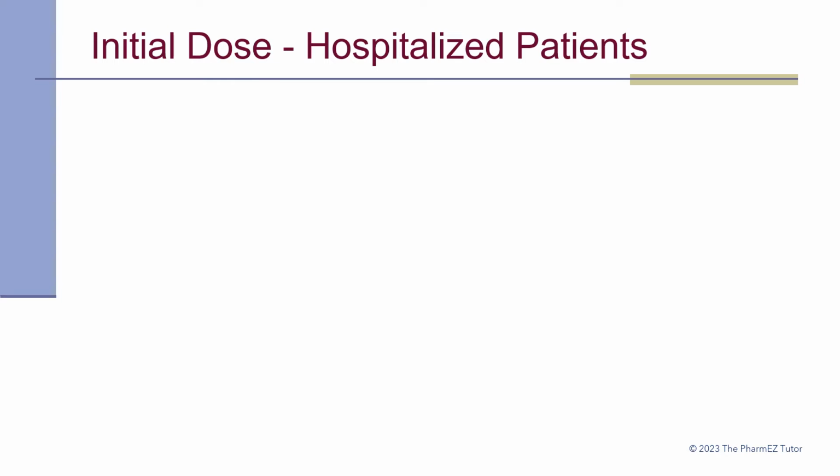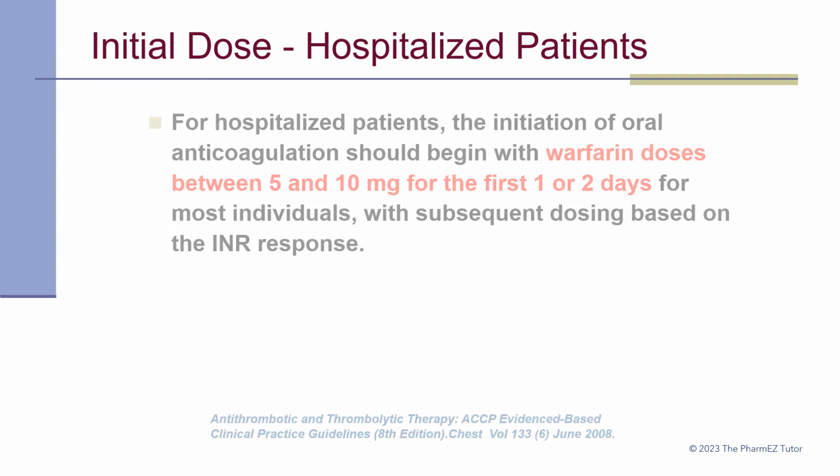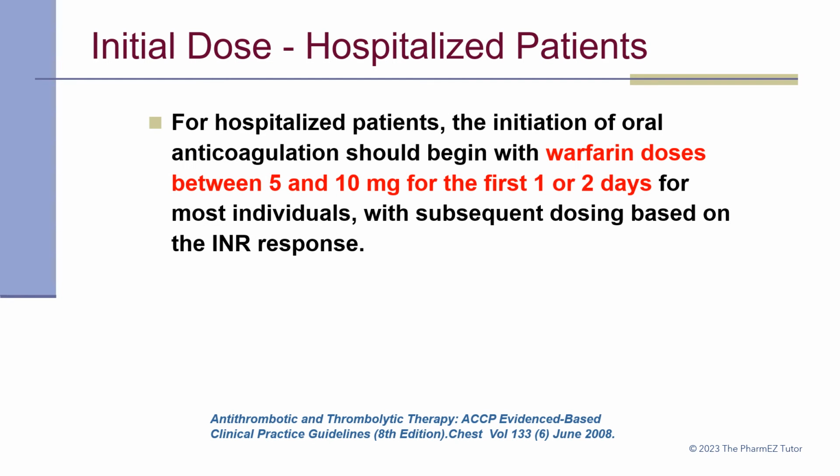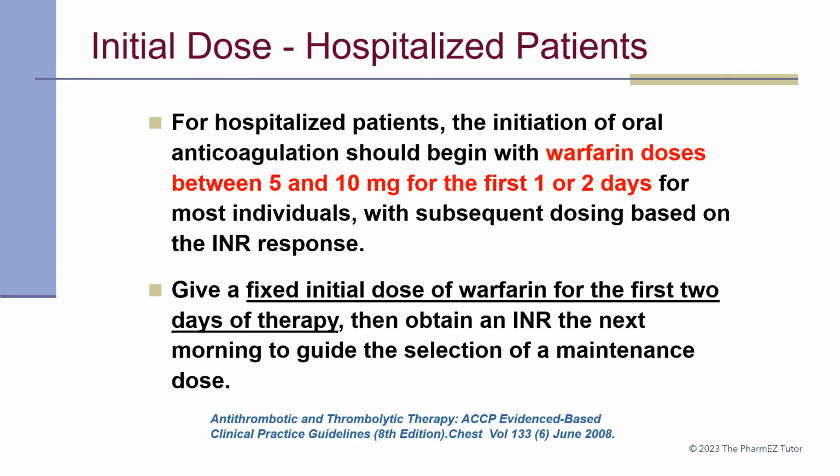What should the initial dose for hospitalized patients be? For hospitalized patients, the initiation of oral anticoagulation should begin with warfarin doses between 5 and 10 milligrams for the first 1 or 2 days for most individuals, with subsequent dosing based on the INR response. Give a fixed initial dose of warfarin for the first 2 days of therapy, then obtain an INR the next morning to guide the selection of a maintenance dose.